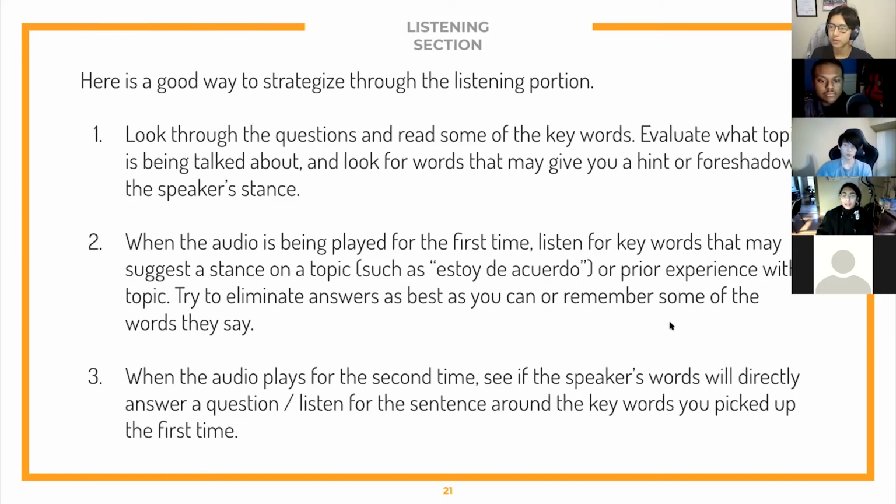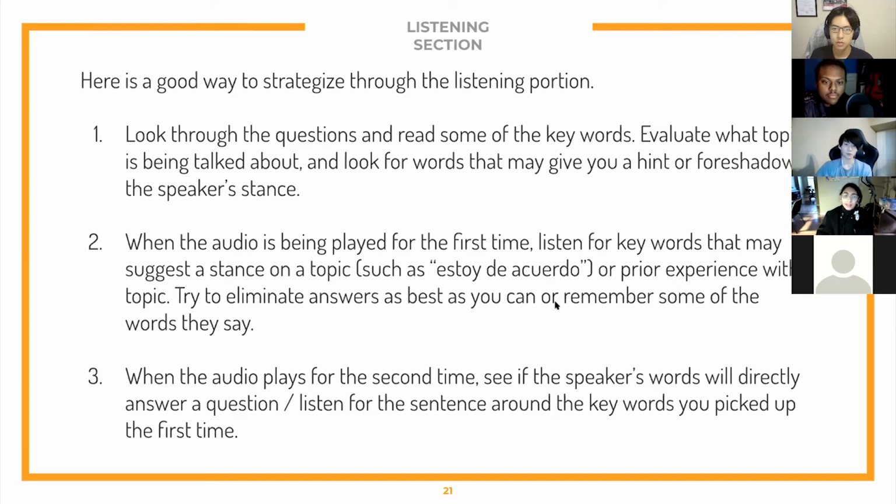When the audio is being played for the first time, you're not going to understand all of it, but it will be played a second time. So the first time through, listen for some keywords that may suggest a stance on a topic or prior experience with the topic, especially in interviews. And eliminate answers as best you can, or jot down some of the words they say that seem significant.